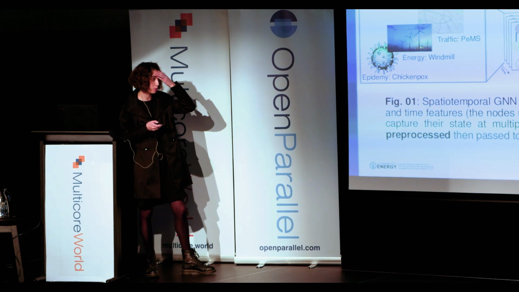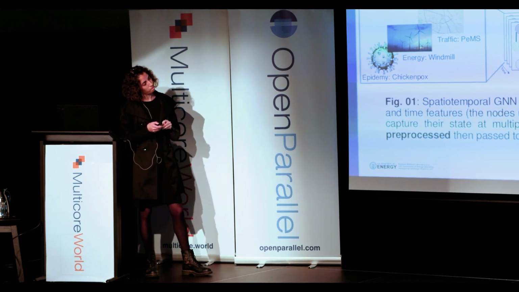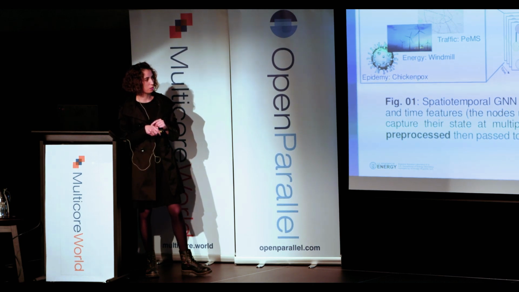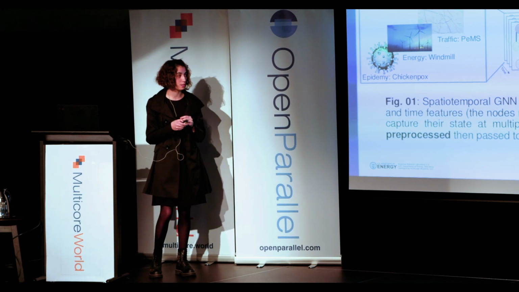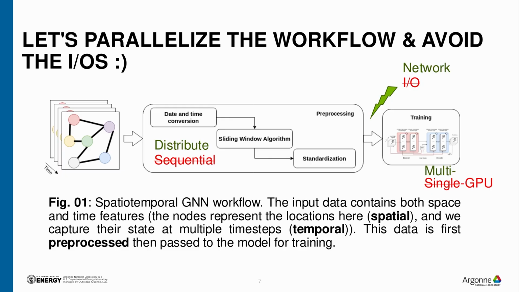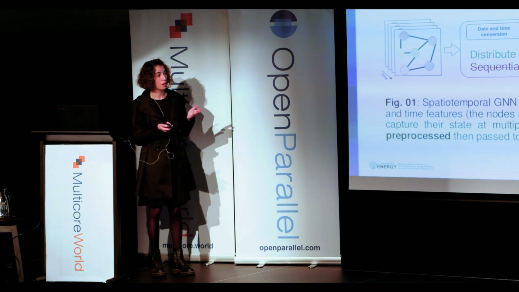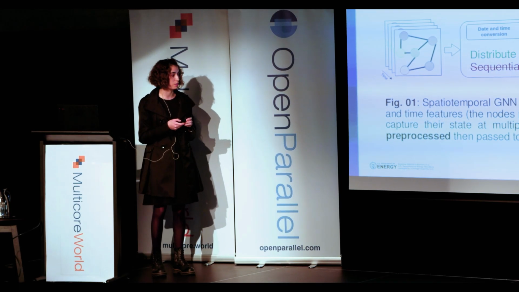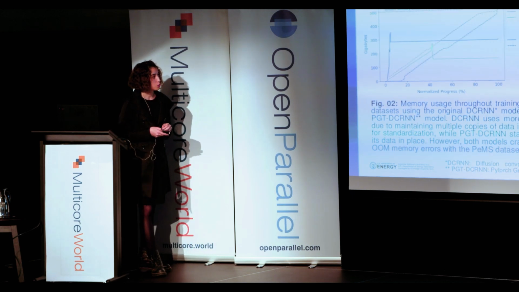As an HPC person, when I got this workflow, I was like, okay, we have this sequential pipeline here, we have some arrows here, and we have a single GPU. If we want to deal with larger data, then there are going to be some problems, so we have to solve them. So we're going to distribute the pre-processing pipeline. We're going to try to avoid the I/Os, either by keeping the data in memory or staging it somewhere rather than going through the parallel file system. And we're going to try to use multiple GPUs to accelerate the training.